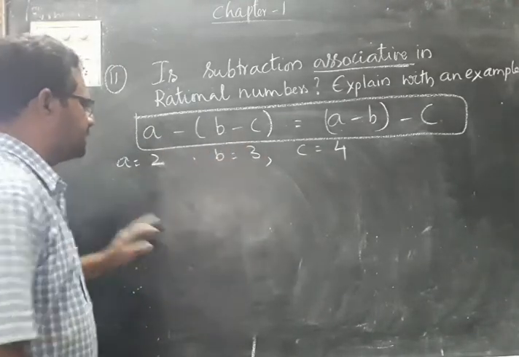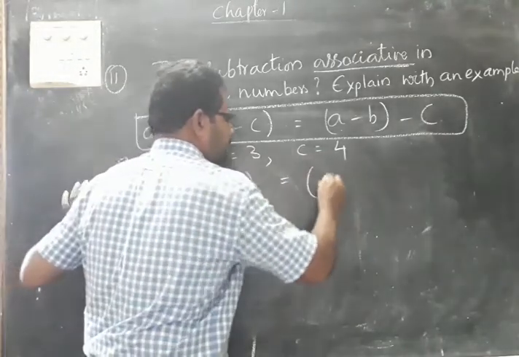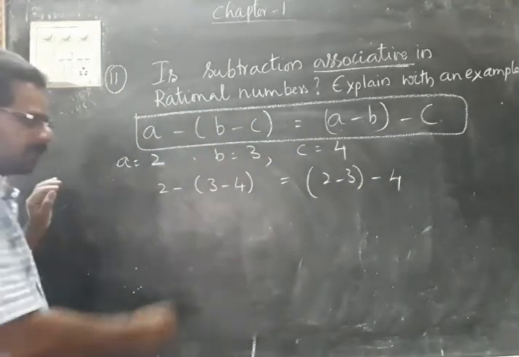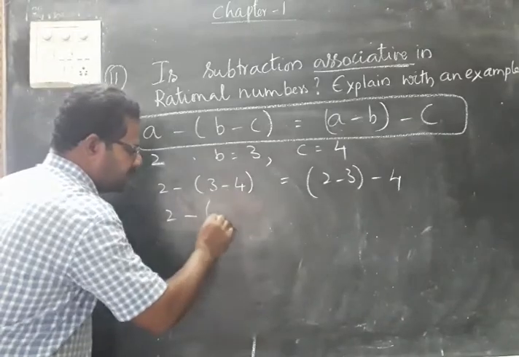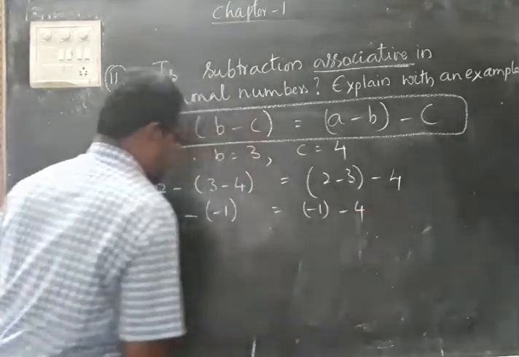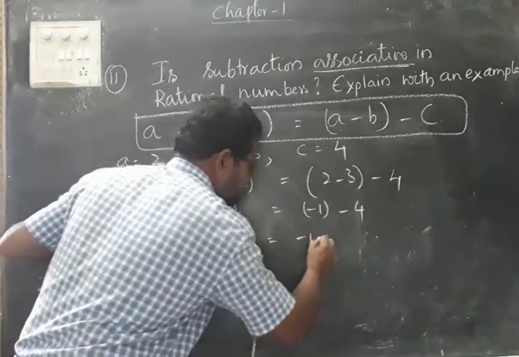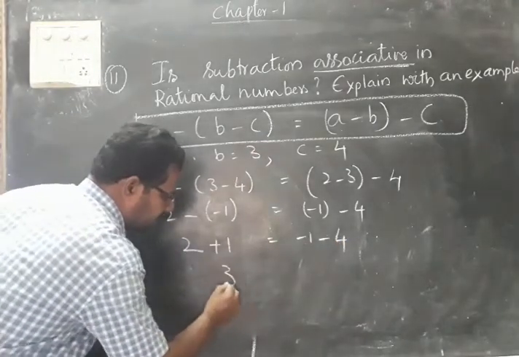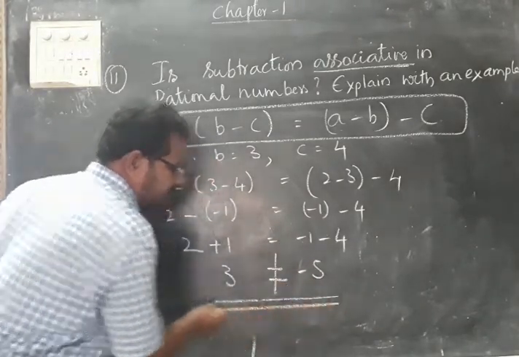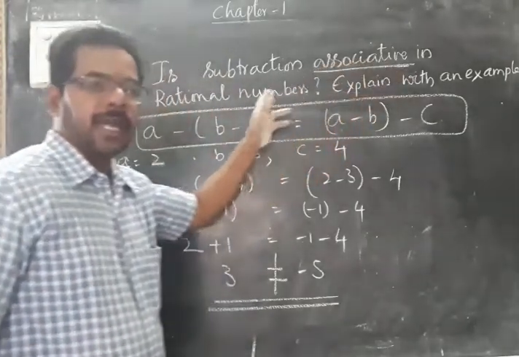So, A minus B minus C means 2 minus 3 minus 4 is equal to 2 minus 3 minus 4. Whether it is true or not, we have to check. 2 minus 3 minus 4 is equal to minus 1. 2 minus 3 means minus 1. And this is equal to minus 4. If you open the brackets, minus into minus is plus 1. Minus 1 minus 4. 2 plus 1 is equal to 3. And here minus 1 minus 4 is equal to minus 5. These are not equal. So, subtraction is not associative in rational numbers.